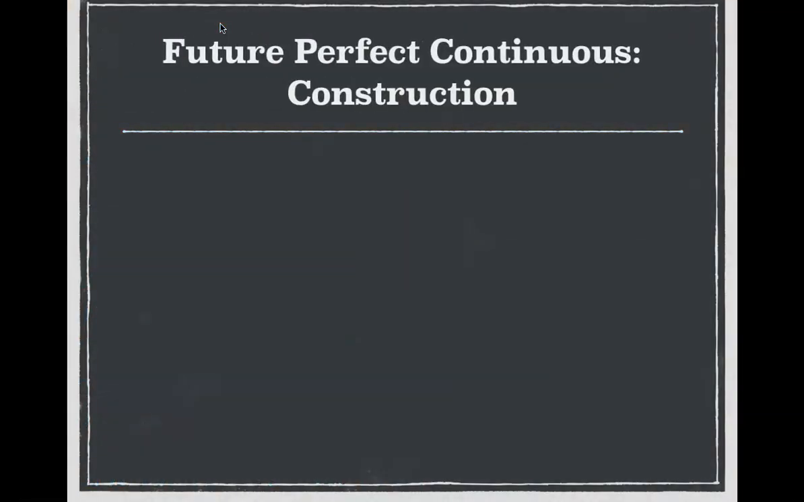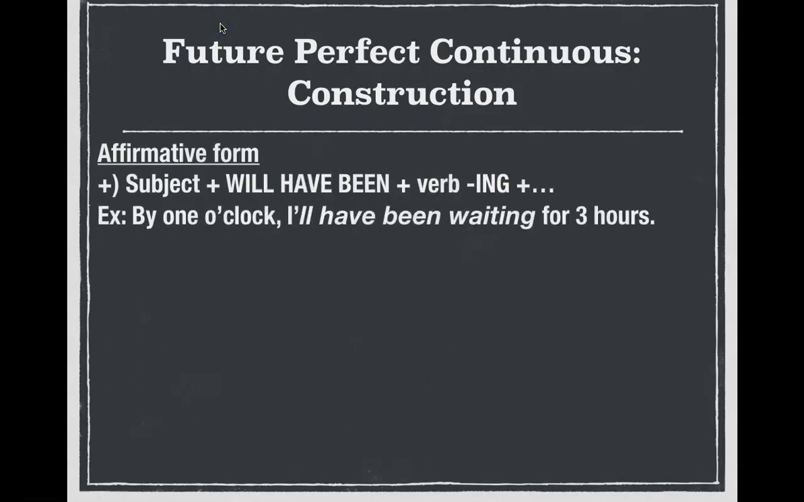I want to see the construction of the future perfect continuous right away, and then after this we're going to talk about the use of both the future perfect simple and continuous. Okay, so the affirmative form, we have a subject, and then we have will have been, and then the verb in ing. The example is, by 1 o'clock, I'll have been waiting for 3 hours.